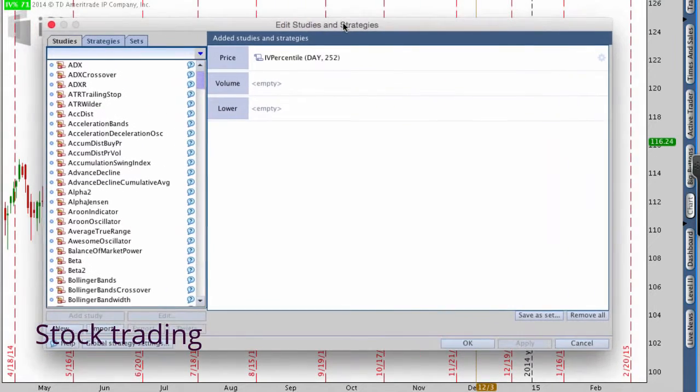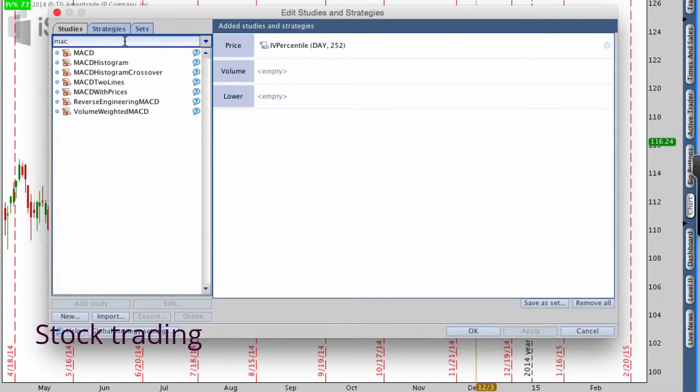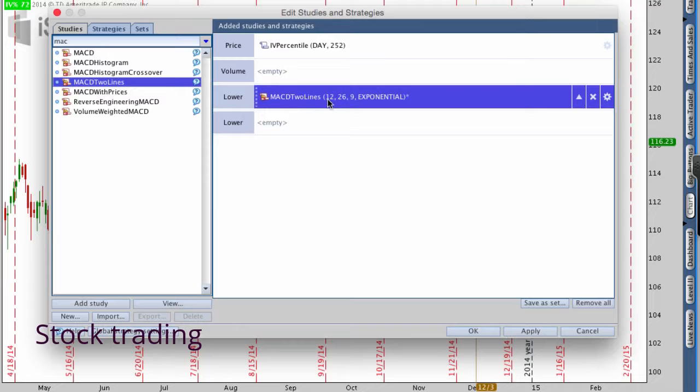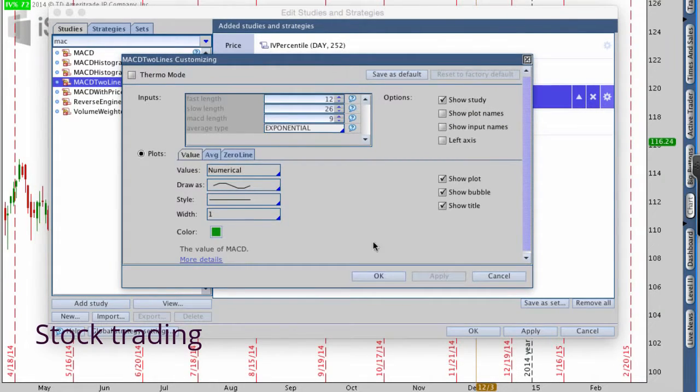You can see there's no studies on here right now, but I'm going to add a study. On the left, I'm going to search for the first one, which is MACD. I want to use MACD 2 lines. There's a bunch of different ones you can use: histogram, crossover, 2 lines, just regular MACD, but I like to use 2 lines. Inside MACD, there are a couple of different settings. The first setting I want to change is the fast length, which is currently at 12. I want to change that to 15.